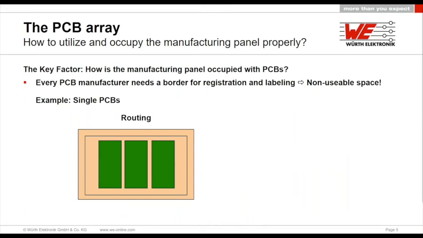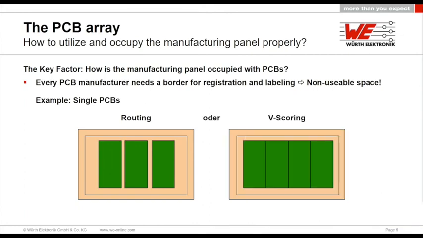So what else do you need to know? Each manufacturer needs a border which surrounds the panel. This border is used for registration and labeling. This can be 10 millimeters up to 20 millimeters. For us, it's mostly 17 millimeters. You will get these numbers when you ask your board shop, for example, our sales colleagues and so on. What does it mean for you? You have an active area which can be used, and this active area can differ from manufacturer to manufacturer. Why do you need to know this active area? Because it determines how many of your PCBs can be placed in this active area.